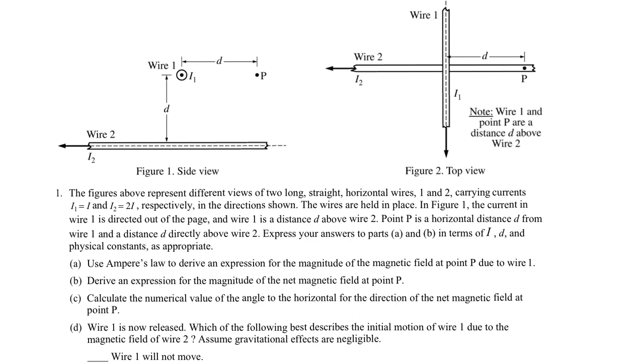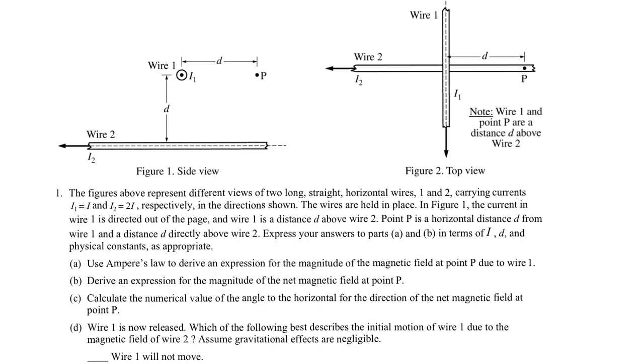Current 1 equals I and current 2 equals 2I, respectively, in the direction shown. The wires are held in place. In figure 1, the current in wire 1 is directed out of the page, and wire 1 is a distance d above wire 2. Point P is a horizontal distance d from wire 1, and that same distance d directly above wire 2. Express your answers to part A and B in terms of I, d, and physical constants as appropriate.